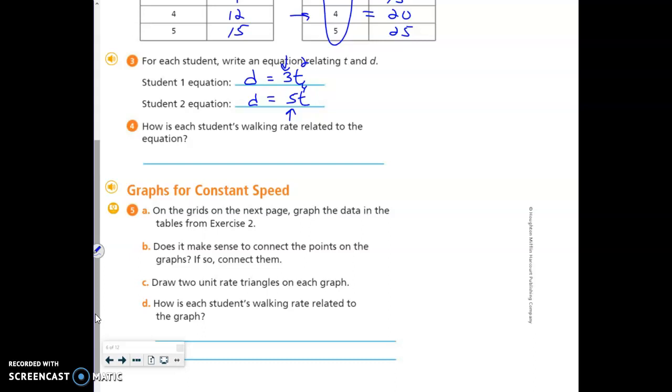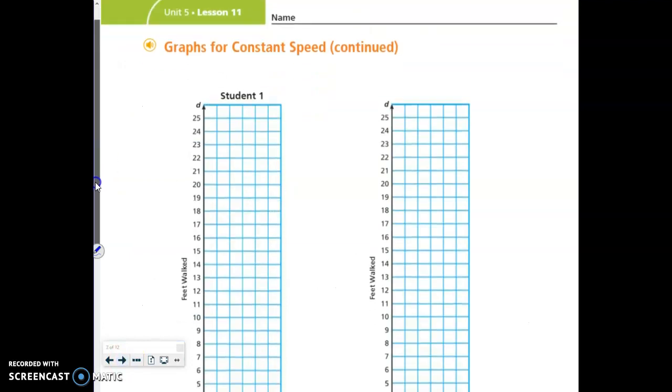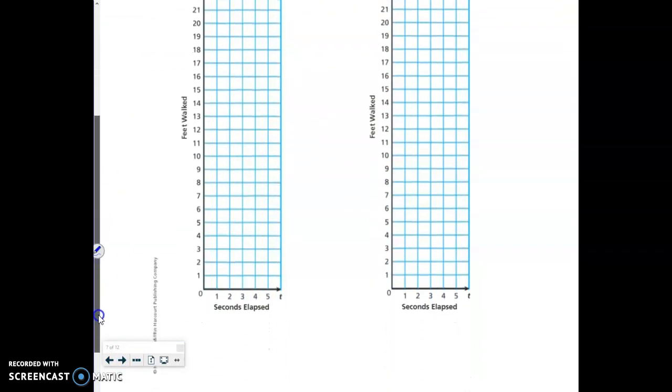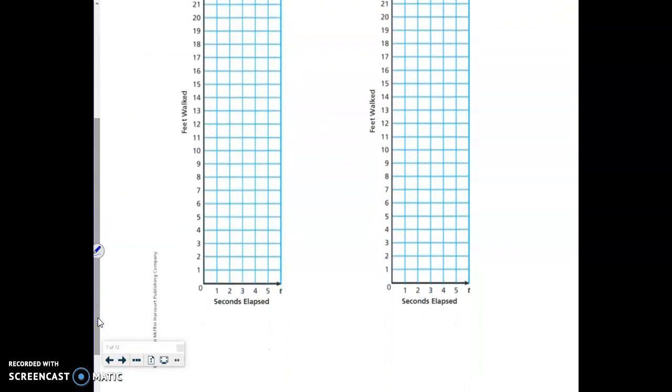Now we're going to take this information on the tables and we're going to transfer that to a graph. Okay, pretty straightforward stuff. We take the left column, which is our independent variable, and that will always go horizontally. The first number in the table will always be our horizontal. Remember, we go over and then up. So as we look on the next page here, you can see our graphs. First we go over, seconds elapsed, and then we go up depending on what the unit rate is.